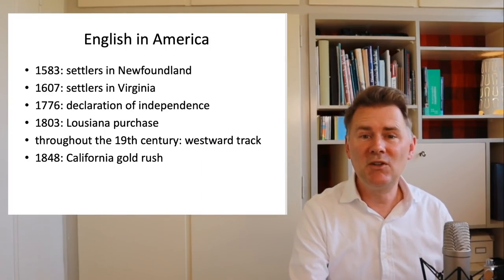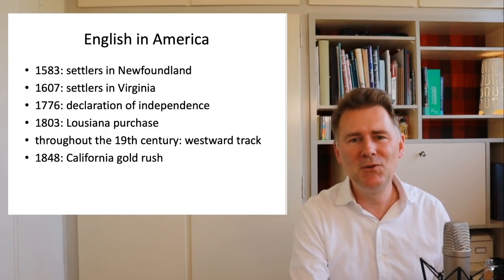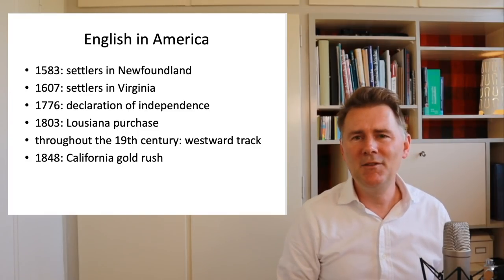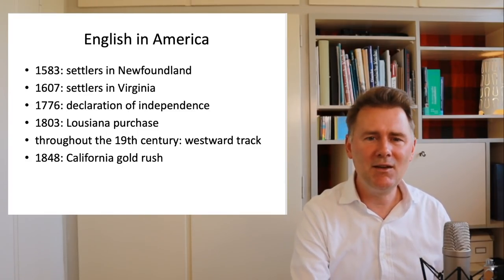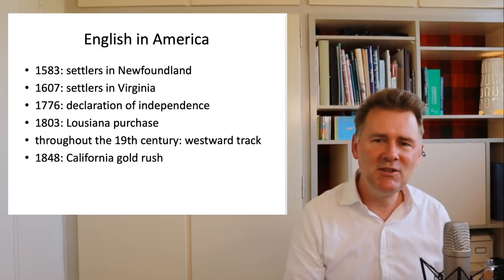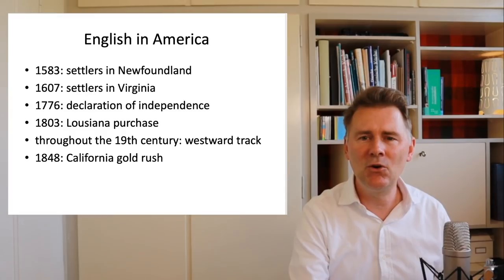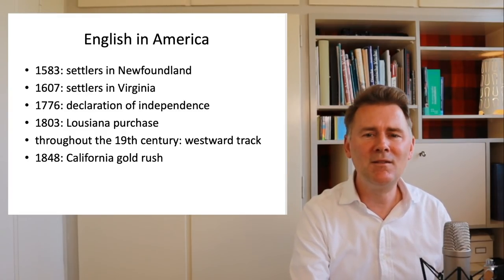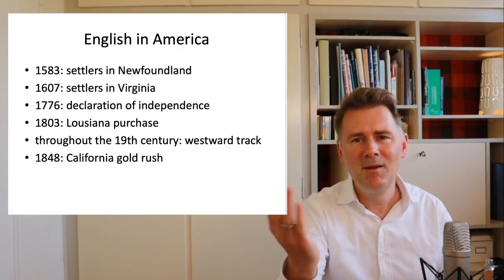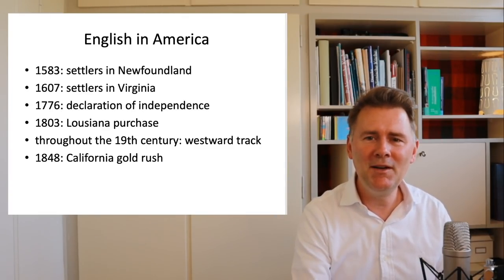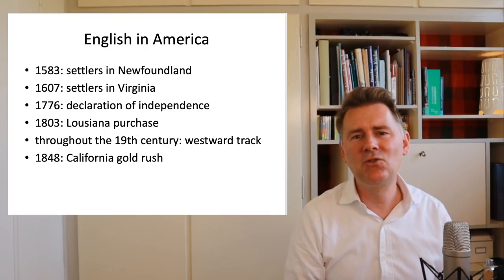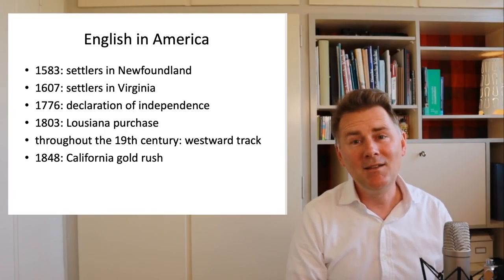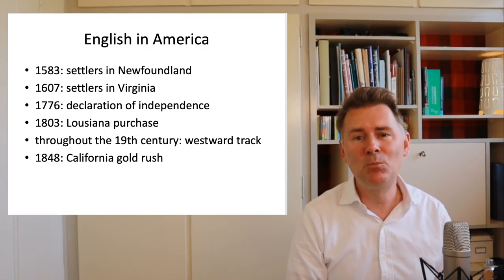Right, so just to mention a few dates for those of you who enjoy history, we have the settlement of Newfoundland at the end of the 16th century, and then soon after we have settlements in Virginia and all along the Atlantic coast. And these colonies declare their independence in 1776. That might be a date that you knew already. And they extend their territories westward in 1803 with the Louisiana Purchase.